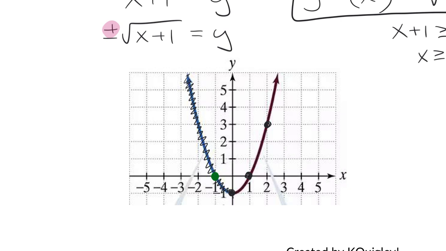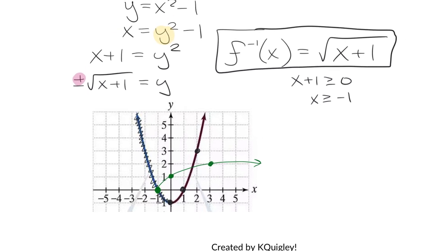So what should I plot? 0, 1. The last coordinate point is 2, 3. So what should I plot? 3, 2. At this point, we can play connect the dots. And we'd see that that does kind of look like the parent function for a square root. It's just been translated which direction? Left 1, which makes sense because we put +1 on the inside.